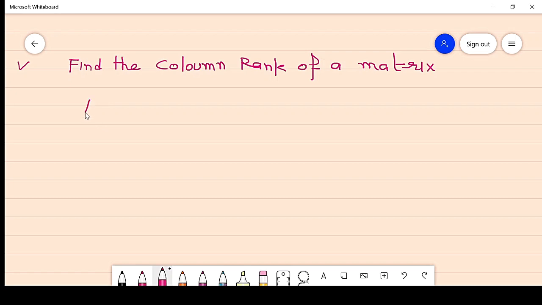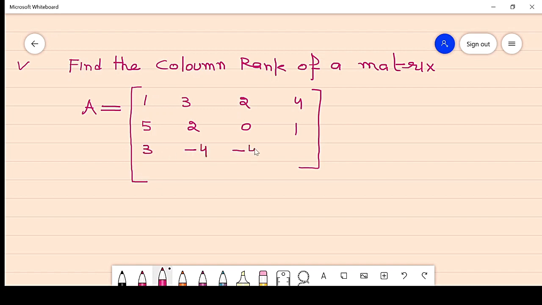So the matrix is given by A, which is: first row 1 3 2 4, second row 5 2 0 1, third row 3 -4 7 -7, fourth row -7 5 6 and 10.